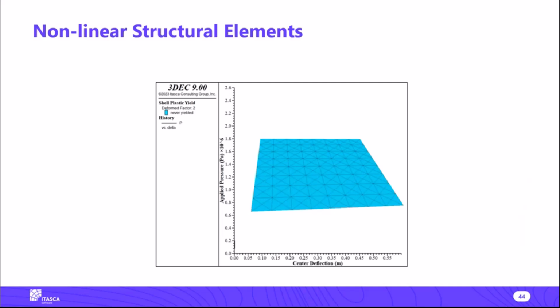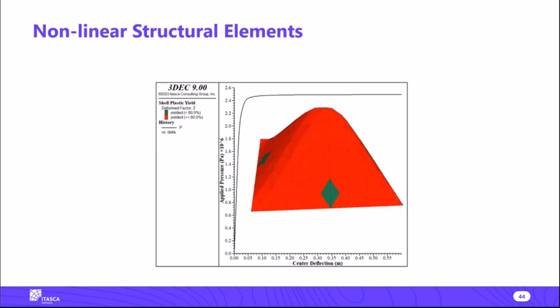Also, I mentioned in version 9, we have these nonlinear structural elements. This is just a super simple example of a plate being pushed up from the middle. In the past, this would just behave elastically, so you can see the curve, the applied pressure versus the deflection, is just a linear line. But now these things can fail and go plastic. What happens is this thing fails, the load can no longer increase, and it just keeps on deforming. So you can model these types of things now in version 9.